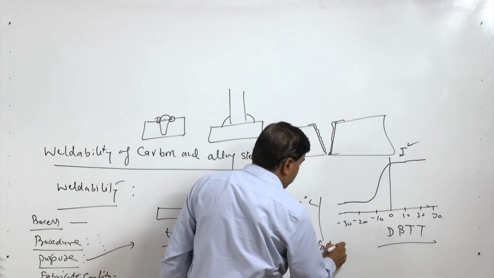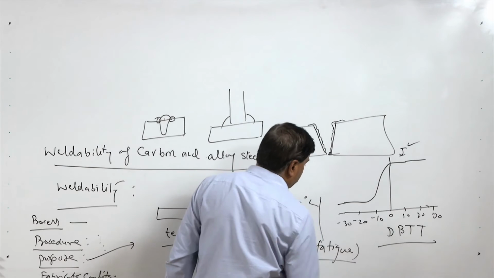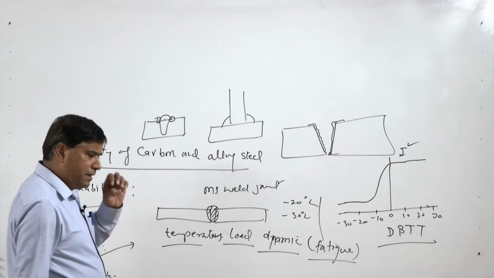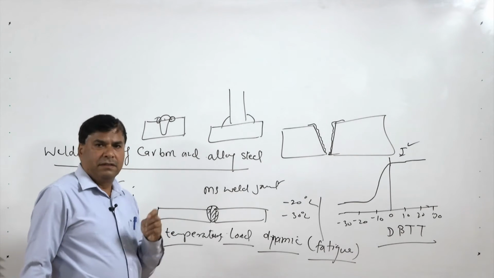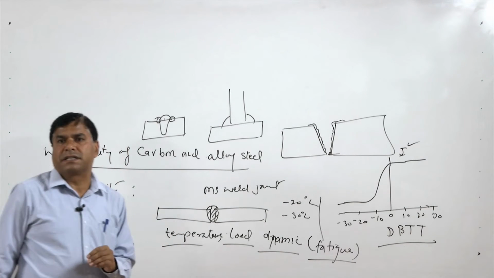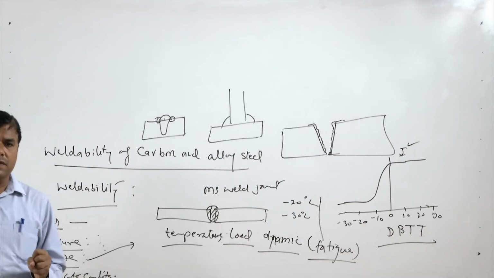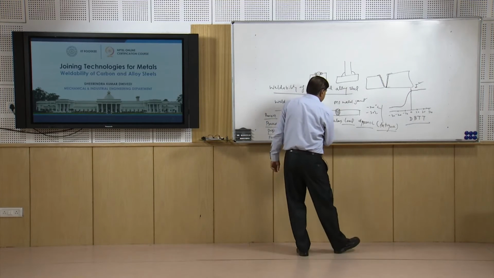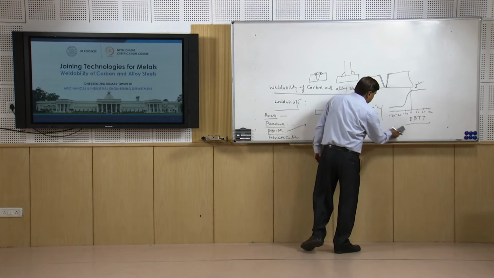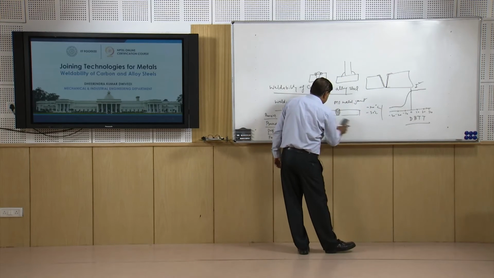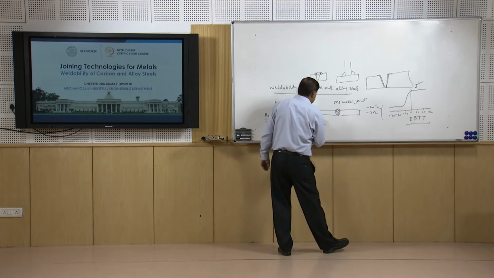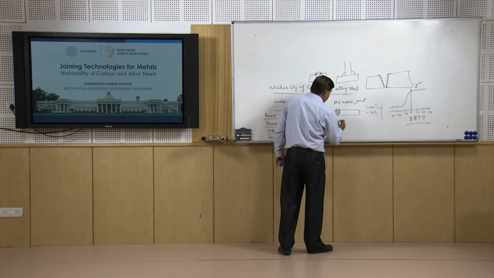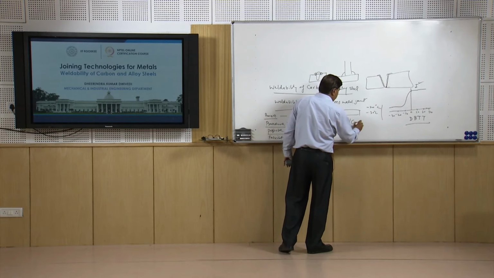Fatigue loading degrades the performance of the weld joint because they invariably have stress raisers in the form of weld discontinuities or high stress concentration at the toe of the weld. So the purpose, like the kind of loading conditions, service conditions, temperature conditions, and environmental conditions, which may be dry or which may be corrosive.